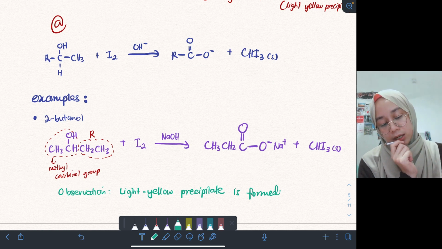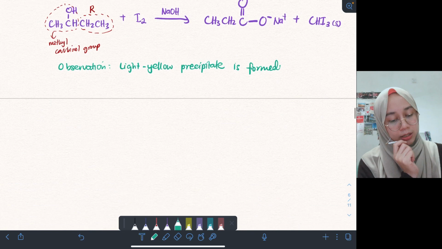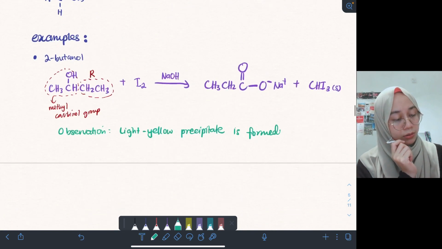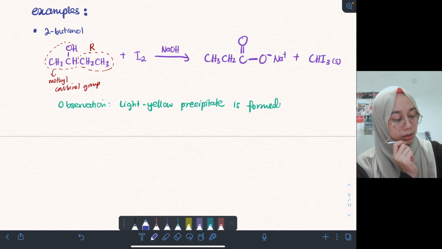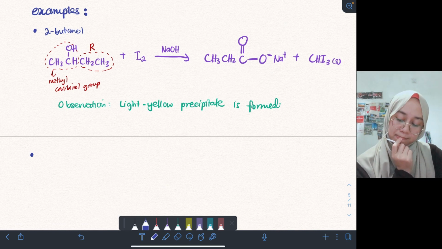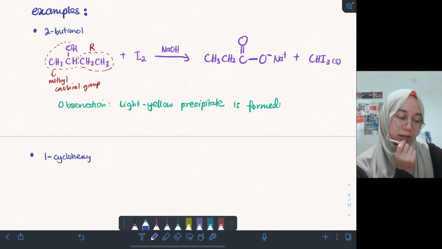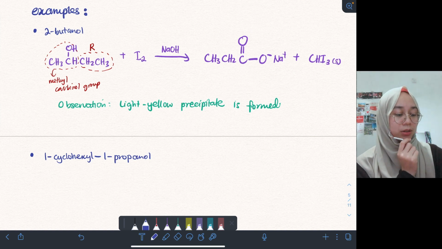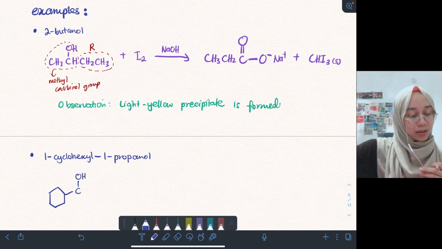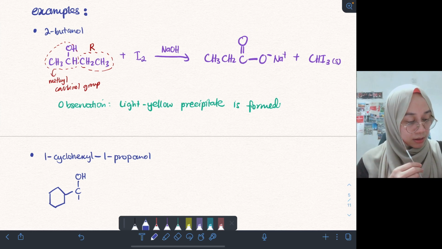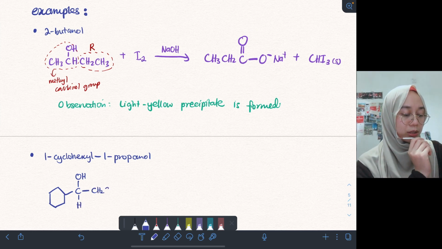So let's say kita ada lagi yang lain. Kita ada contoh, macam ni. Apa nama kompon ni? Ni nama dia adalah 1-cyclohexyl 1-propanol. Okay, so look something macam ni. H and then the H, CH2, CH3.